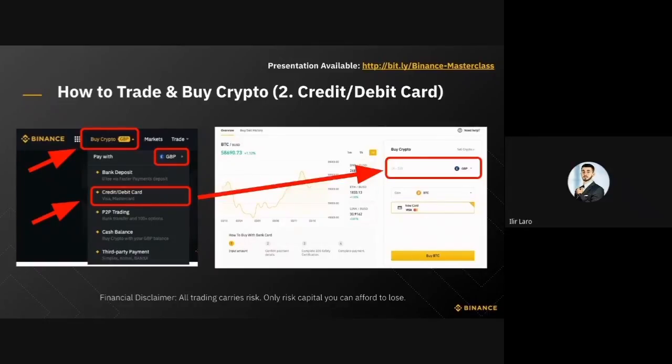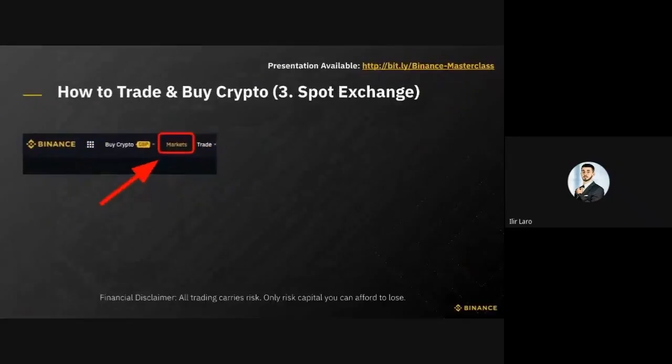So same process, you type in the amount that you have, select the coin that you want to buy, and then you type in your credit and debit card information. And then that's actually how to buy crypto using the first two beginner methods.